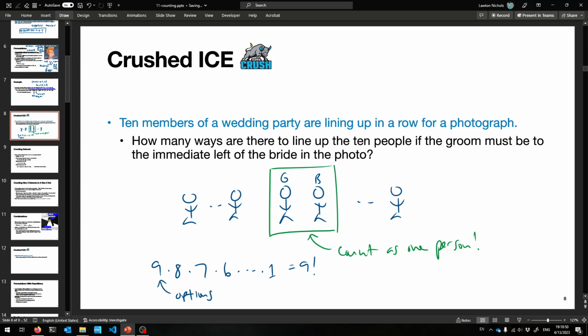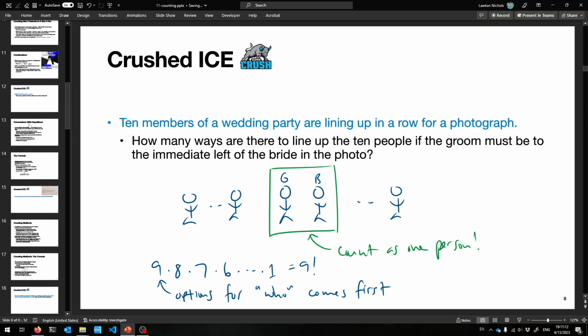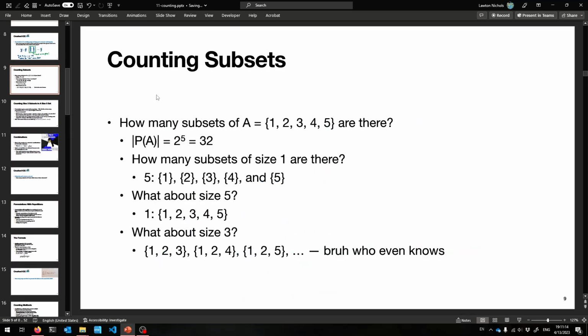Assuming you're going to line them up. And I'm going to put who in quotes because the who might be this entity of the bride and the groom together. We cannot mix them in any other order for who comes first. That's the idea. So yeah, that is how you would solve that problem. And with enough examples, I think it'll start making at least a little bit of sense. So that's that one. Let's next talk about counting subsets.